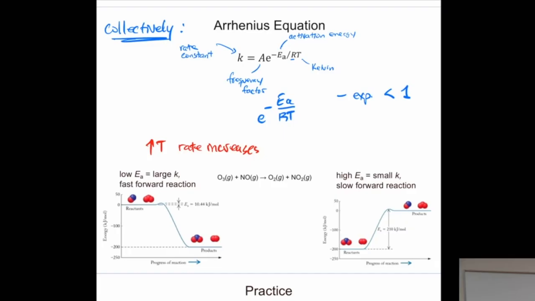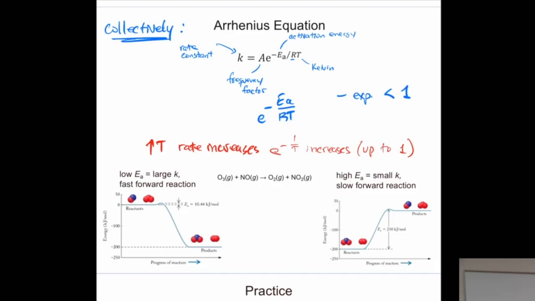I mean, the rate increases because e to the power of 1 over t increases, and it keeps doing that up to 1. It never gets greater than 1. If you don't believe me, just plug some numbers in your calculator when you get home.